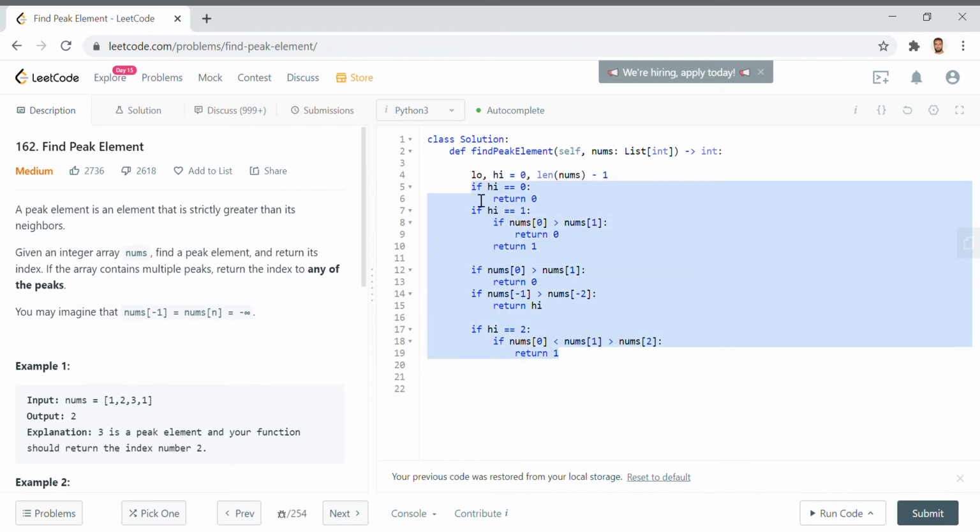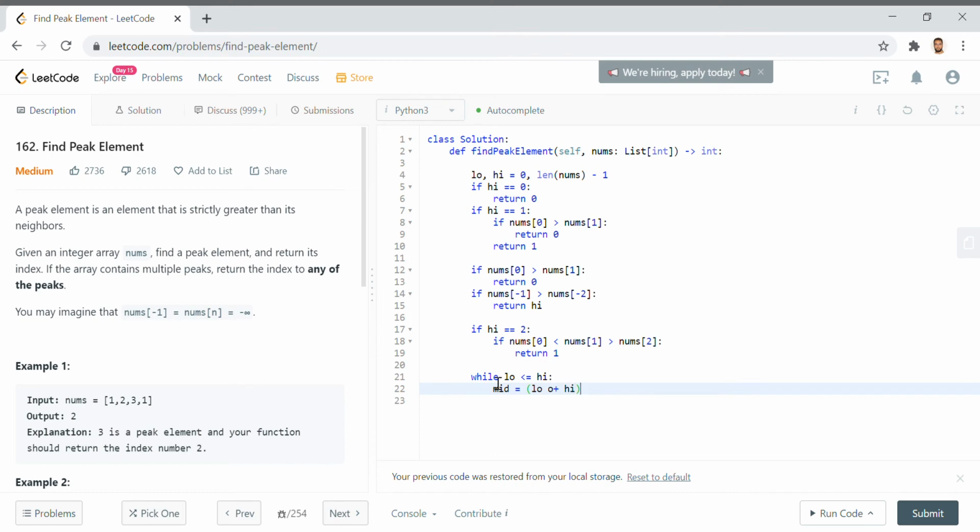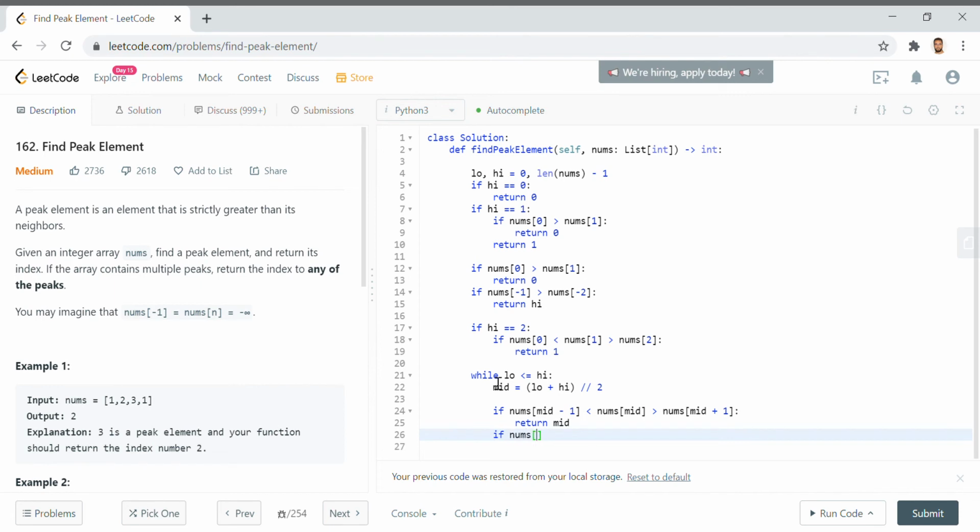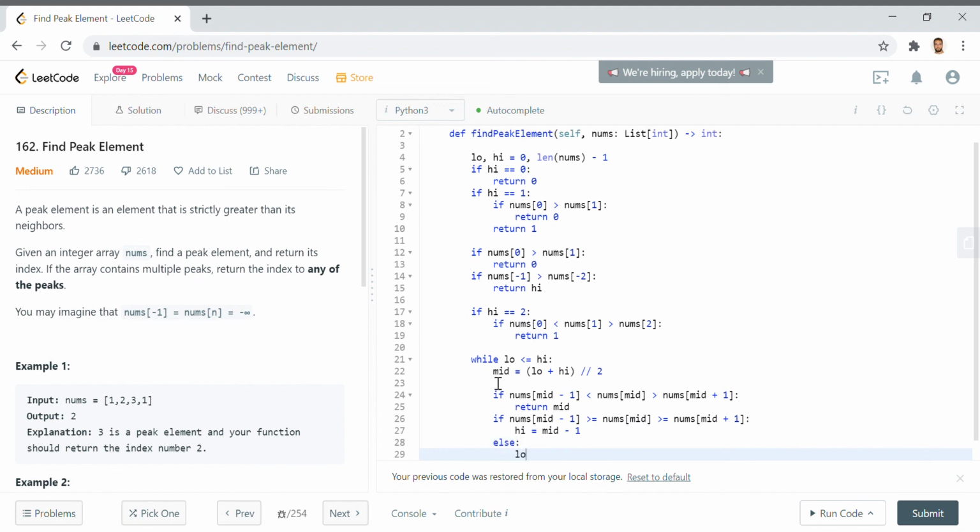After all of these edge cases, actually, we have just a general case, right? And this is where we come up with a very optimal solution, which is binary search. We say while low is less than or equal to high, mid equals low plus high divided by 2, right? Floor division. If nums of mid minus 1 is less than nums of mid, and that is greater than nums of mid plus 1, return mid. Okay, and then there's the other case where if nums of mid minus 1 is greater than or equal to nums of mid, and that is greater than or equal to nums of mid plus 1, high equals mid minus 1. Okay, else low equals mid plus 1.